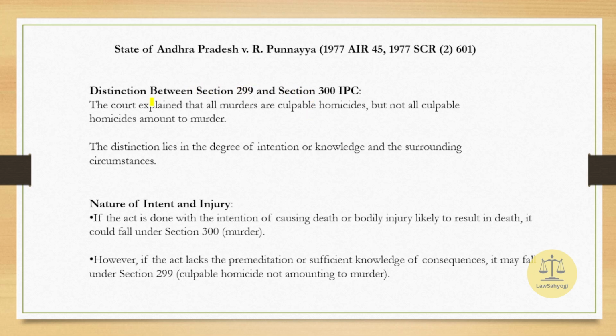Now let us see certain case laws that will give us clarity on the definition and concept of murder. We will be discussing the State of Andhra Pradesh versus R. Punaya. In this landmark judgment, we see a difference being drawn between the offence of murder and culpable homicide not amounting to murder. Section 299 defined culpable homicide not amounting to murder, and section 300 defined murder under the then Indian Penal Code, which is now replaced by the Bharatiya Nyaya Sanhita.